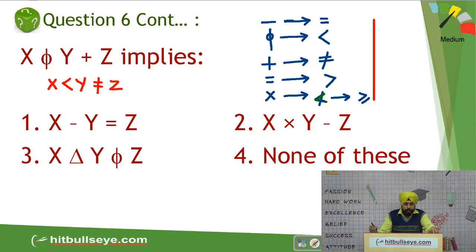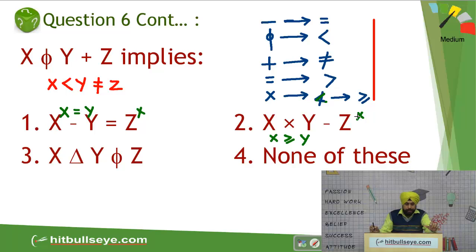First says X minus Y. Minus means equal. Now it says X is equal to Y. What do we read in the main question? It is X is less than Y. So this means the first option cannot be our answer. Go to the second. X multiplied by Y. Multiply means greater than or equal to. Now it says X is greater than or equal to Y, whereas the question says X is less than Y. So this does not imply it either.